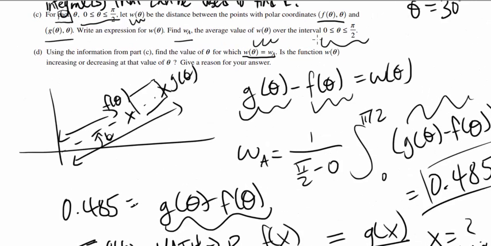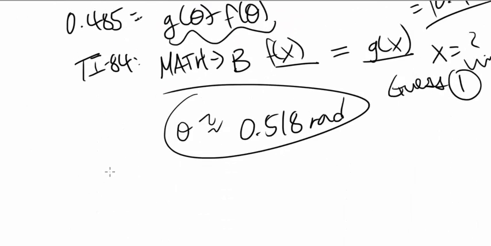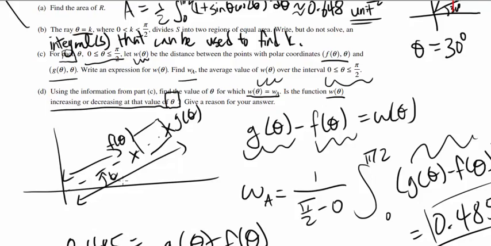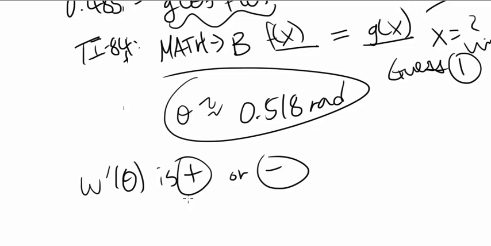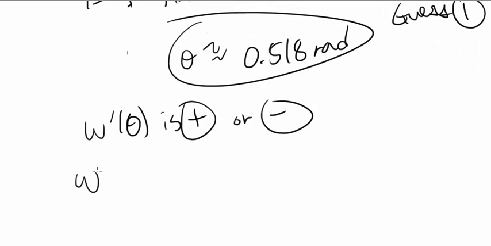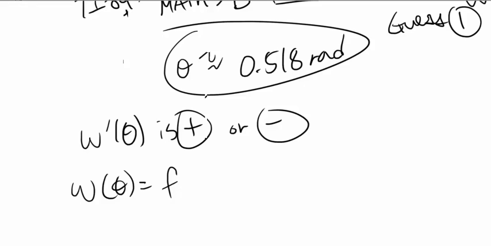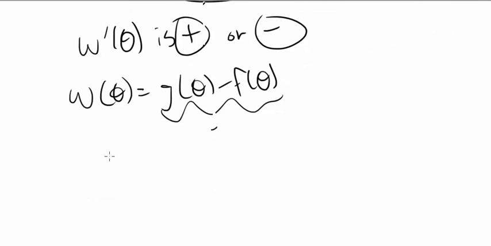But we're not done. Is the function w of theta increasing or decreasing at this value of theta? Well, to find it, all we have to do is find w prime of theta, and see if it is positive or negative. If it's positive, it's increasing. If it's negative, it's decreasing. So how can we find it? W of theta is what? Was it f or g? G. So g of theta minus f of theta. And make sure you plug in the respective functions once again.